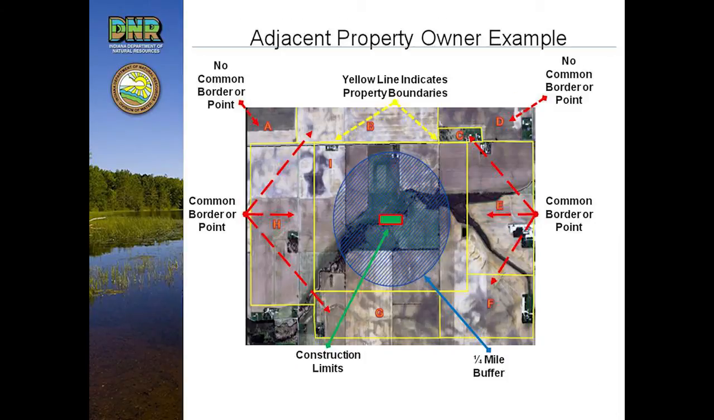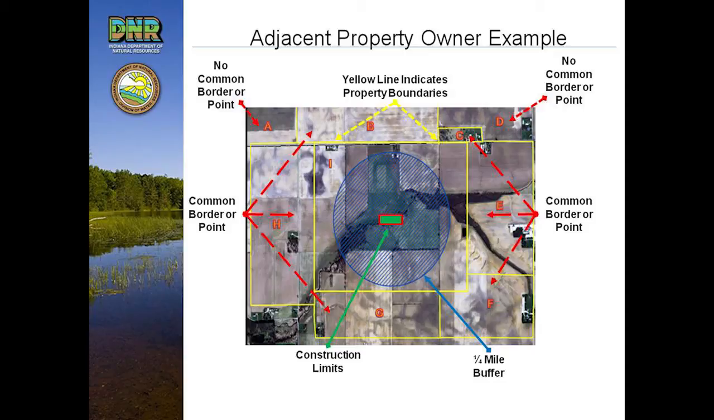This example shows that the proposed project is on a large tract of land, noted here as parcel I. The yellow lines indicate property boundaries. The blue hatched circle was drawn around the construction limits to show the 1/4 mile limits. We are only including those adjacent property owners with a common border or point and that are within the 1/4 mile buffer.